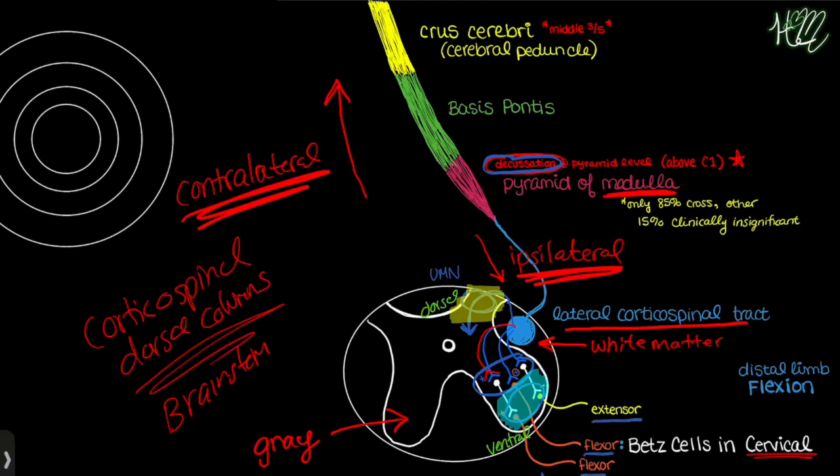The flexor response in the cervical region happens because of these things called Betz cells. And these Betz cells don't make up much. They only make up about 10 to 15% of the total amount of neurons that we have. And their job is for very fine motor function, like using your fingers and stuff like that. The Betz cells are really good for that. They are a type of pyramidal cell, but just remember Betz cells for fine motor function.